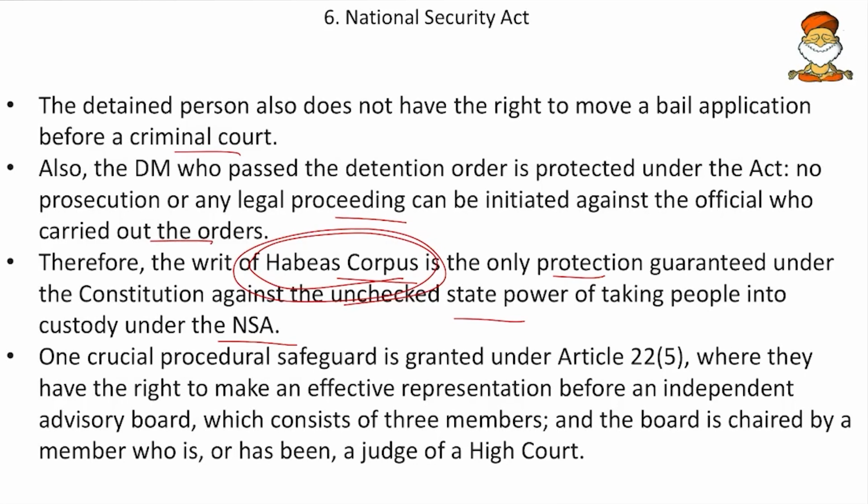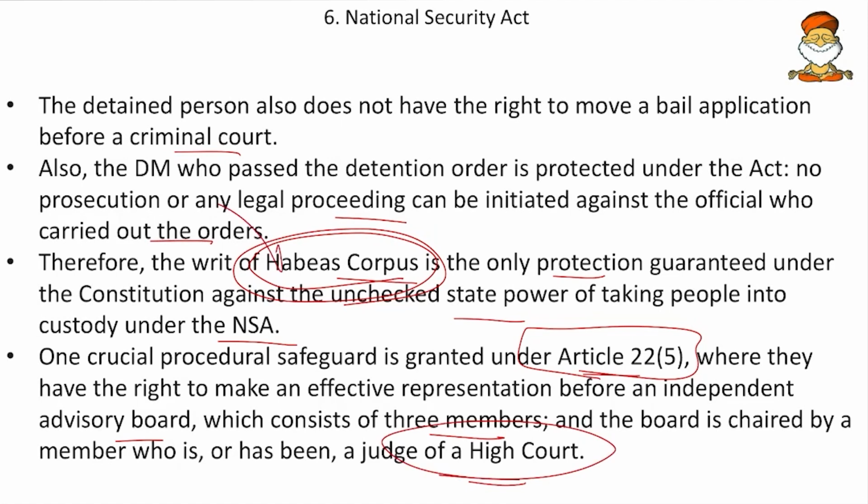And one crucial procedural safeguard is Article 22 Clause 5, where they have the right to make an effective representation before an independent advisory board, which consists of 3 members, and the board is chaired by a member who is or has been a judge of a high court. So that means Article 22 Clause 5 also provides a safeguard, that is, a case under the NSA can be petitioned in front of an independent advisory board, which is headed by a current or retired judge of a high court.